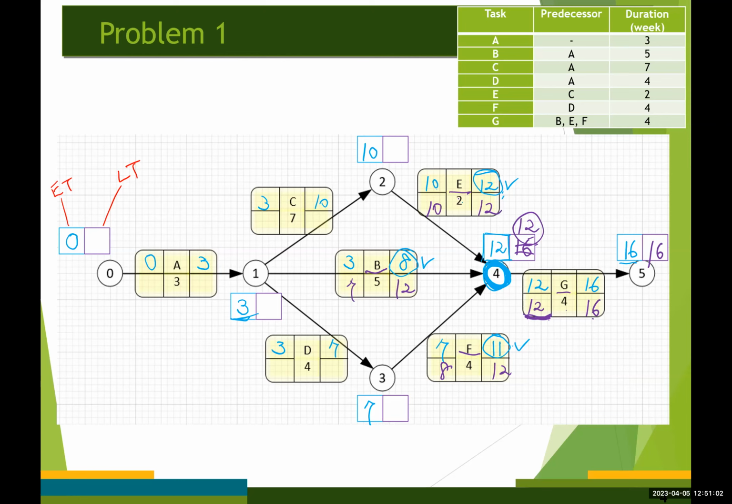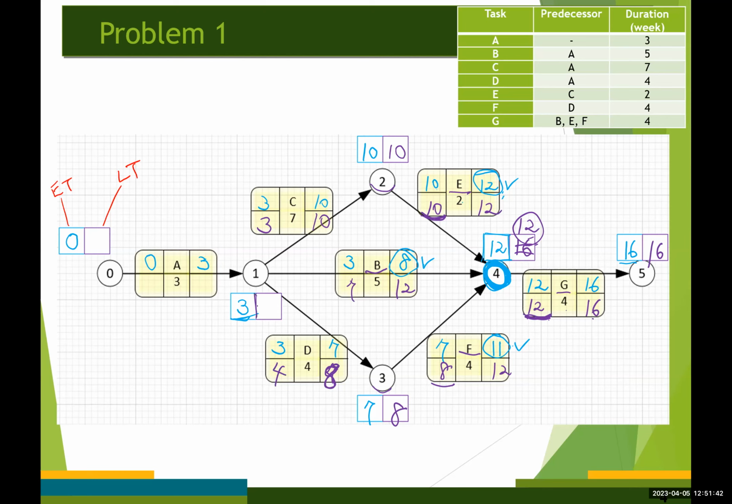Some of you probably already noticed how the critical path looks like, right? Okay, so down here, the latest time for event number 3 is going to be 8. Up here, the latest time for event number 2 is going to be 10. So 10 minus 7 becomes 3, and 7, I'm sorry, it's going to be 8, right? 8 minus 4 becomes 4, right?